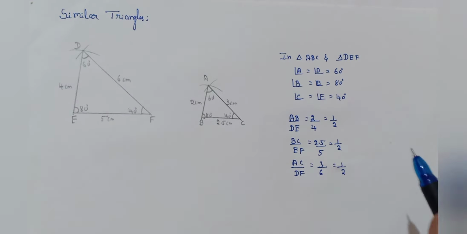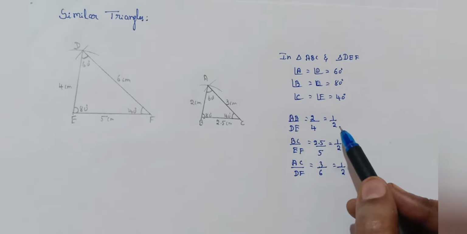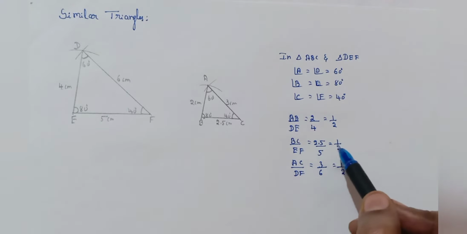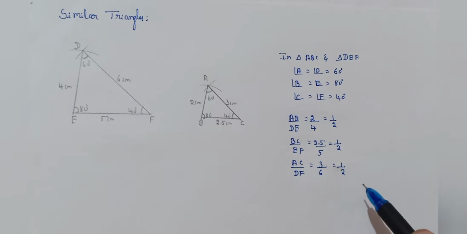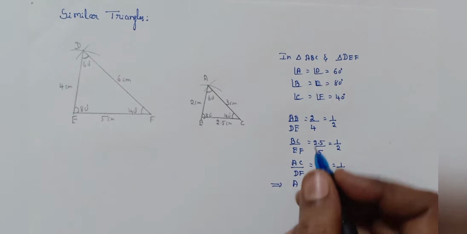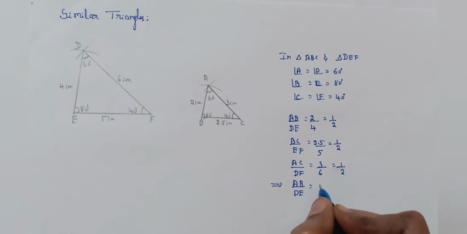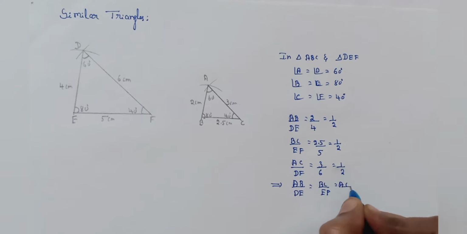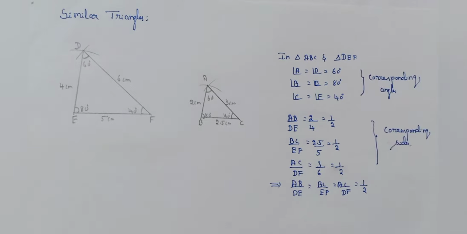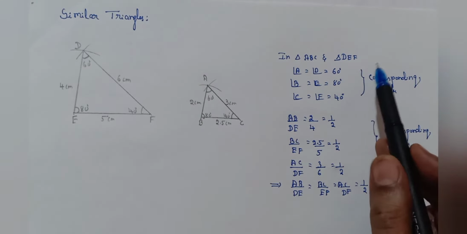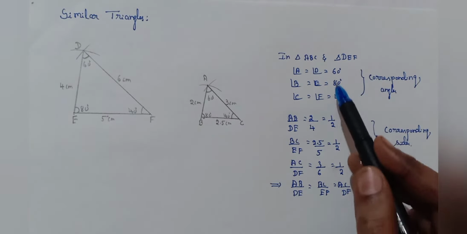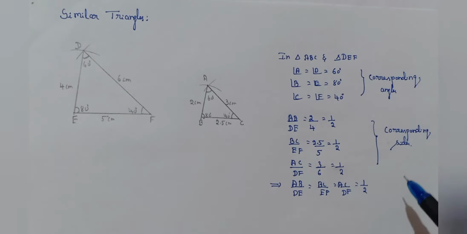Here we see the ratio of AB by DE is 1 by 2, BC by EF is 1 by 2, and AC by DF is also 1 by 2. It means AB by DE is equal to BC by EF is equal to AC by DF is equal to 1 by 2. Here, in triangle ABC and triangle DEF, the corresponding angles are equal and the ratios of the corresponding sides are the same.